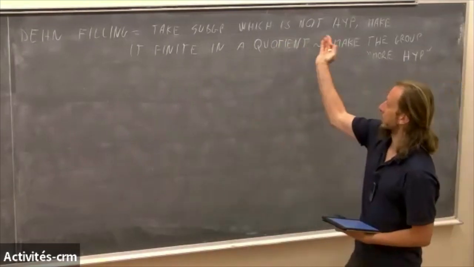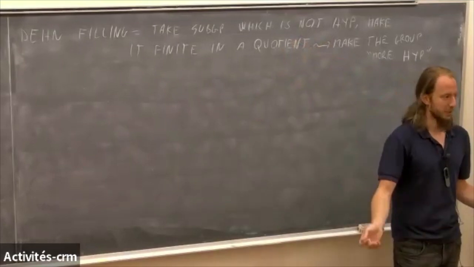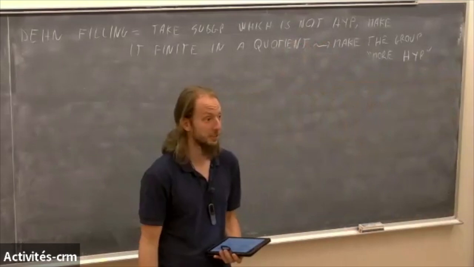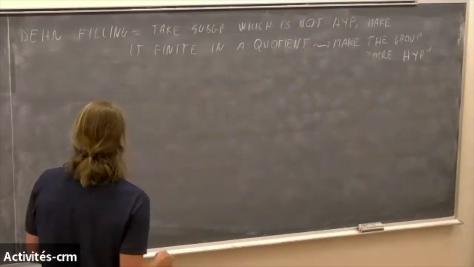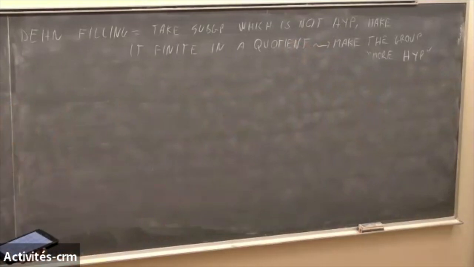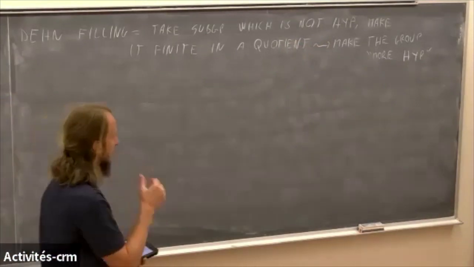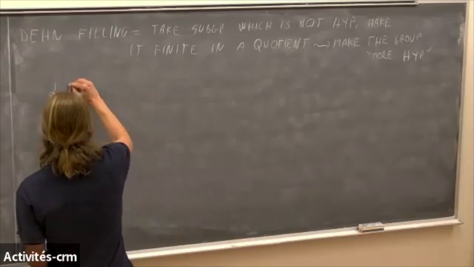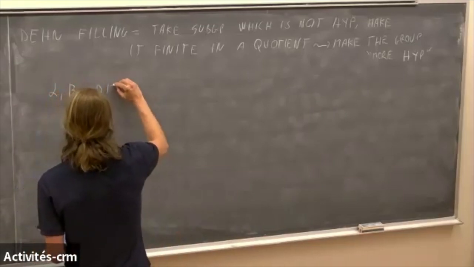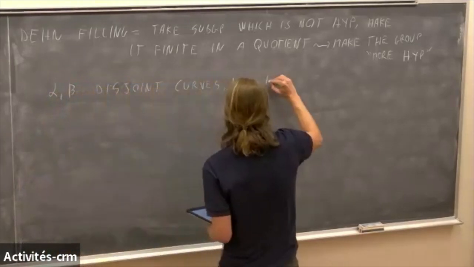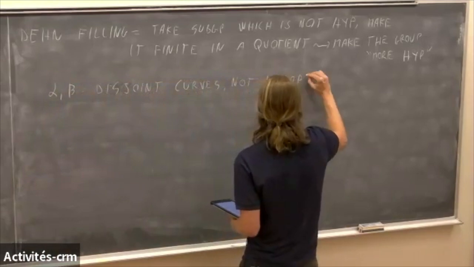All right, so what are non-hyperbolic subgroups of mapping class groups? What's, let's say, the obstruction to hyperbolicity of the mapping class group? Well, free abelian subgroups would be the most natural obstruction. One way to make them is that you can take two disjoint simple closed curves. Let's make them not isotopic.